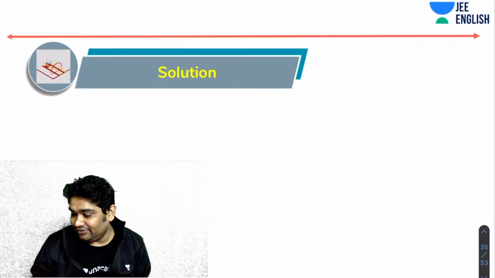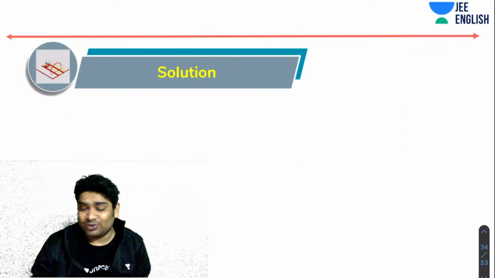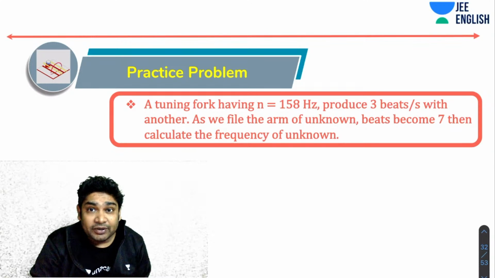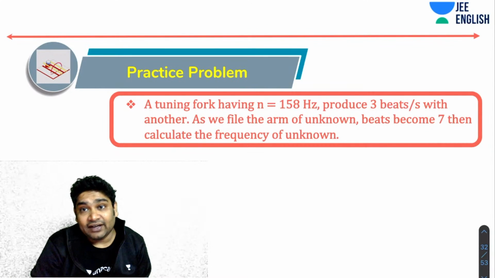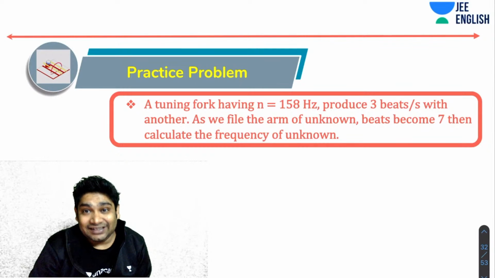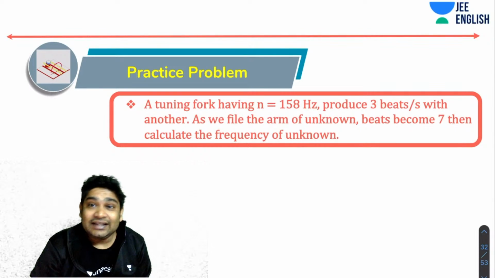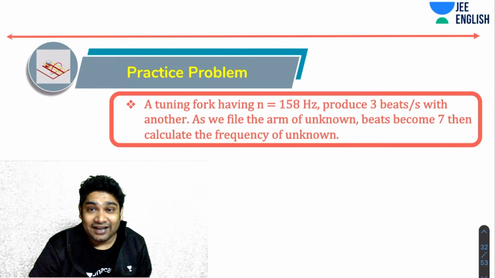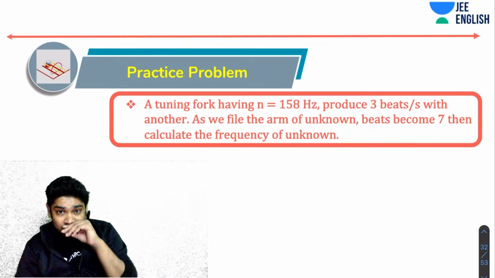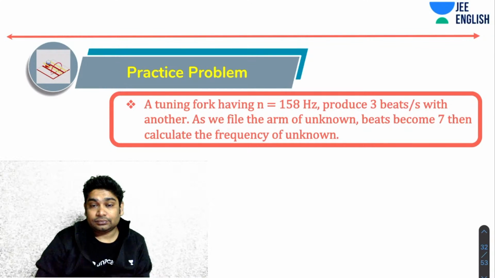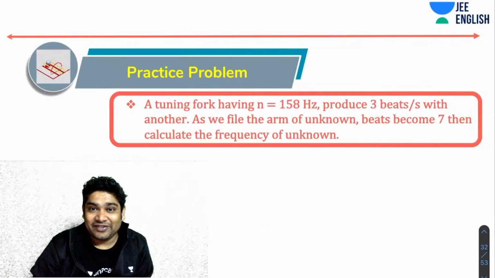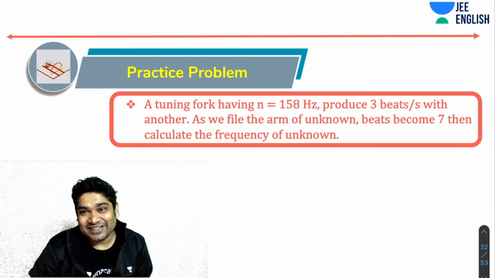Okay, so I have two more problems. Two more problems, and then we'll wrap it up. Okay. So here you've been told a tuning fork having frequency 158 Hz produces three beats with another. As we file the arm of the unknown, beats become seven. Then calculate the frequency of the unknown tuning fork. Okay, so try this again. This should be very simple, using the information that I just told you.